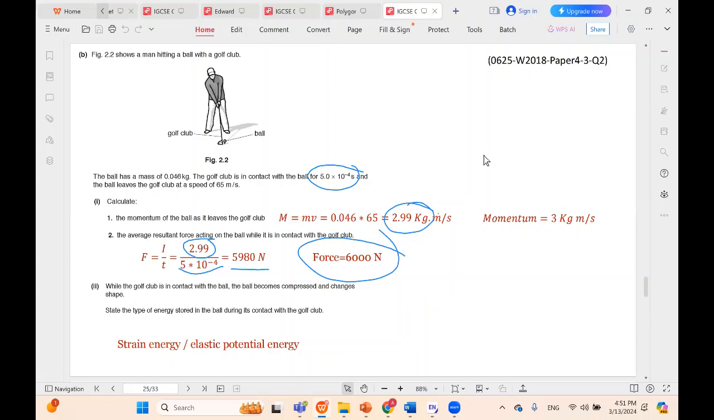While the golf club is in contact with the ball, the ball becomes compressed and changes shape. State the type of energy stored in the ball during its contact with the golf club. We said this before, it's called strain energy or elastic potential energy.